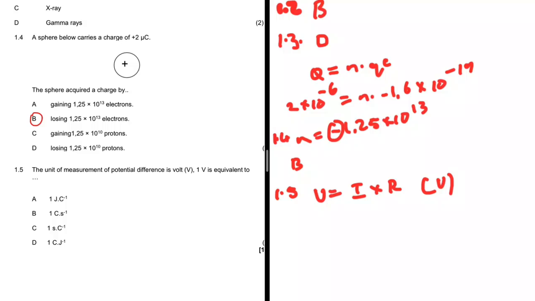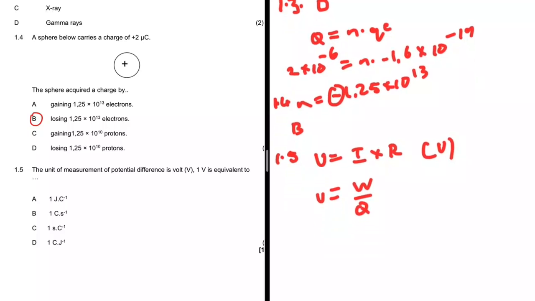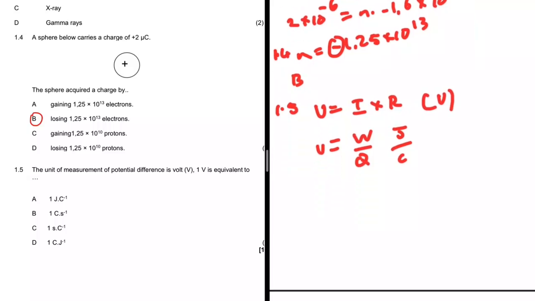We see that the potential difference is equal to the work done per unit charge. So the SI unit for work is joules, and the SI unit for charge is coulomb, as you know. Then we can rewrite this SI unit as joules multiplied by coulomb to the minus 1. It's the same as saying joules divided by coulomb.